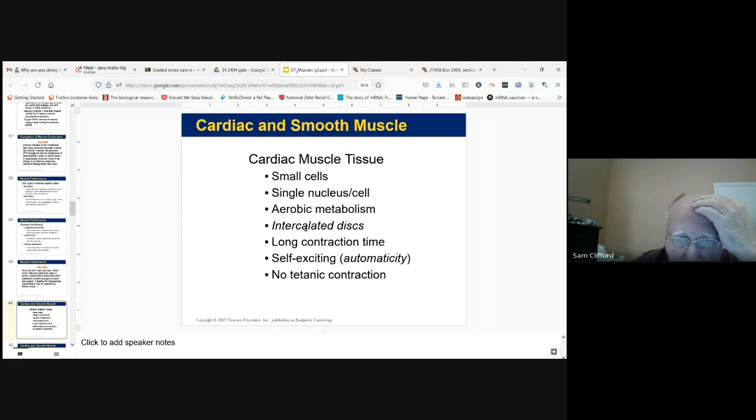The intercalated disc or gap junctions or electrical synapses, the contraction time is much longer. They contract automatically, and they can't go into tetanus. If your heart goes into tetanus, you have to defibrillate it to stop it from not pumping, because your heart has to pump, relax, pump, relax.